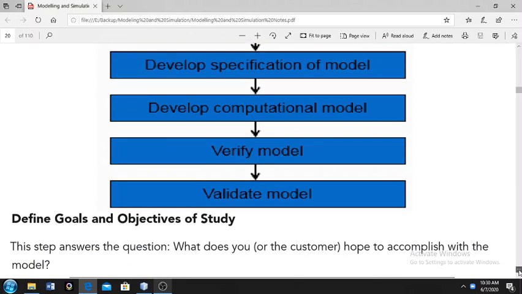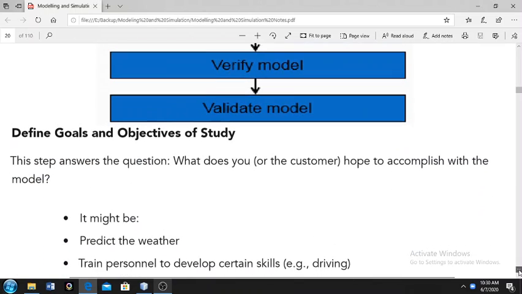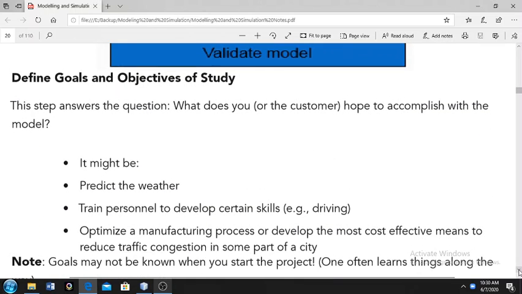So let's see what we get here. Define goals and objectives of the study. This step answers the question: what do you hope to accomplish with this model?